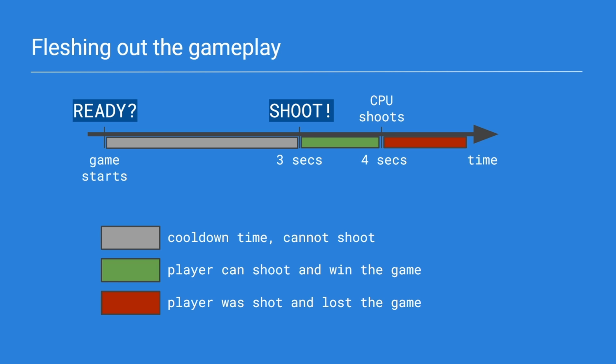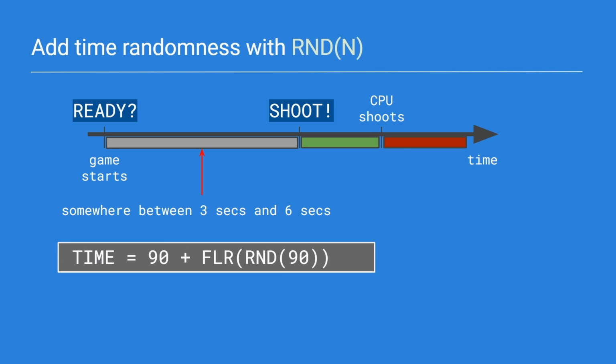A more interesting approach would be to make this more unpredictable. We could figure out a random amount of time before which the player can actually start shooting. So let's say we wanted to have this gray bar be sometime anywhere between 3 and 6 seconds. Our code currently has a timer that represents 30 for 1 second.